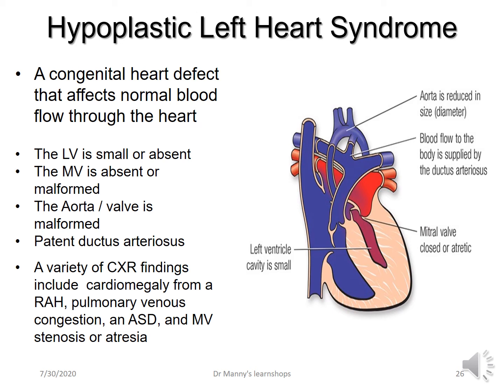A variety of chest X-ray findings could include cardiomegaly from right atrial hypertrophy, pulmonary venous congestion, an atrial septal defect, and mitral valve stenosis or atresia, in addition to all the other previous things mentioned. It's a very complex congenital anomaly.